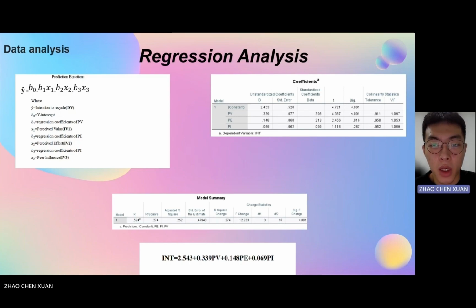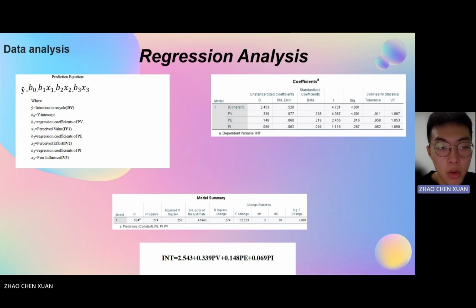For the coefficients beta value, as we see from the biggest to smallest, is PE, PV, and PI. This value indicates the importance of the independent variable to the dependent variable. It provides support for practical implementation. Lastly, we see the unstandardized beta value, which can show the value directly of B0, B1, B2, B3. So finally, we can get the format of the prediction equation.